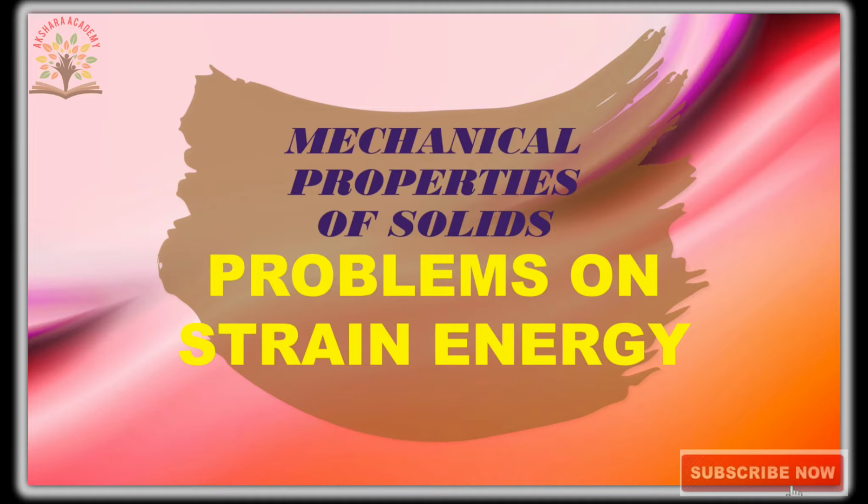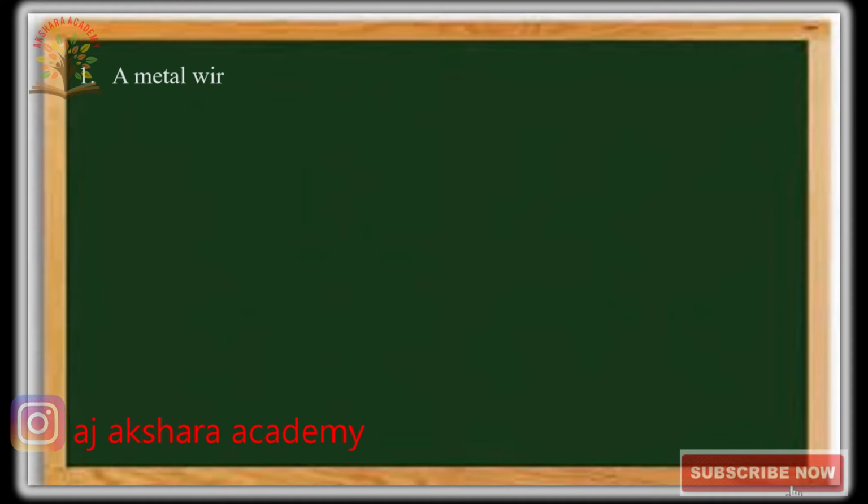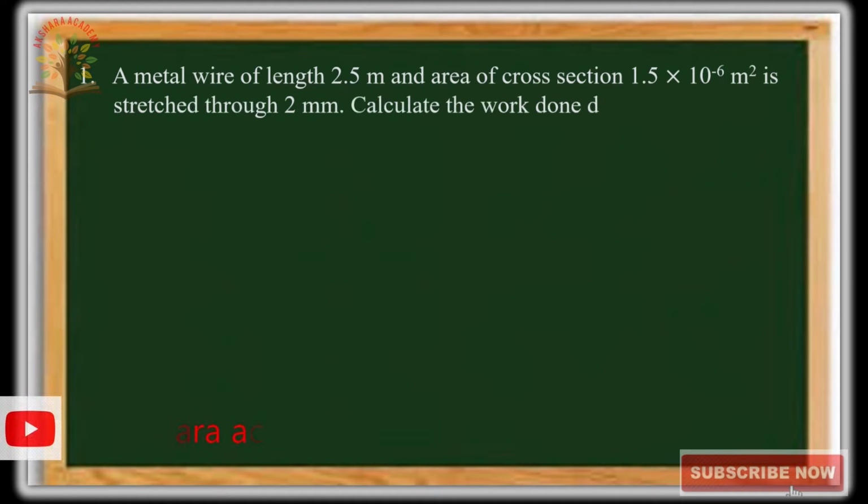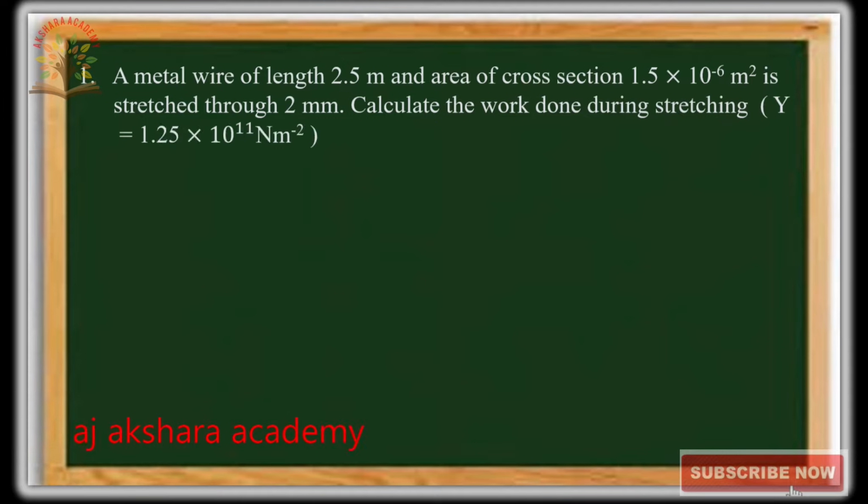Let us go to today's session, problems on strain energy. First one: a metal wire of length 2.5 meters and area of cross section 1.5 into 10 to the power of minus 6 meter square is stretched through 2 millimeters. Calculate the work done during stretching.